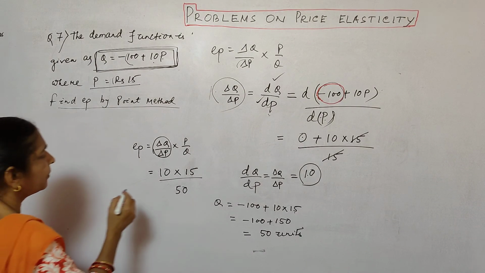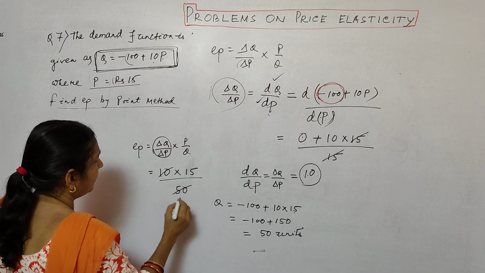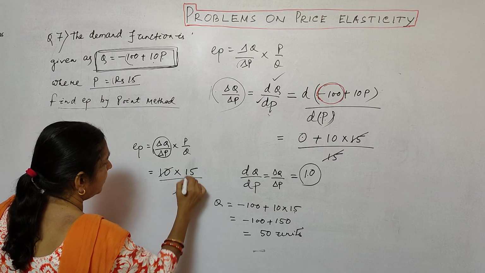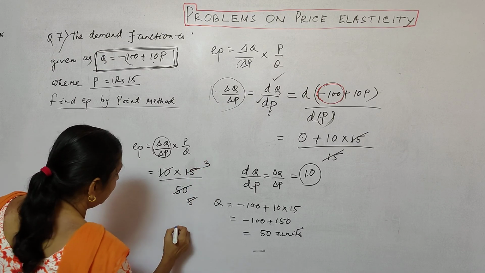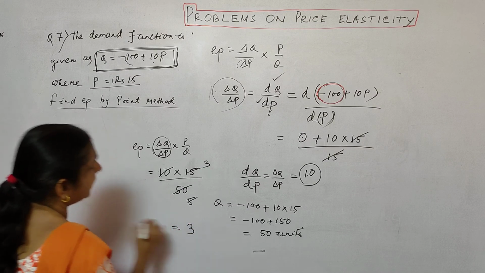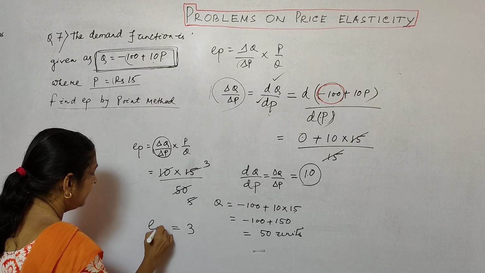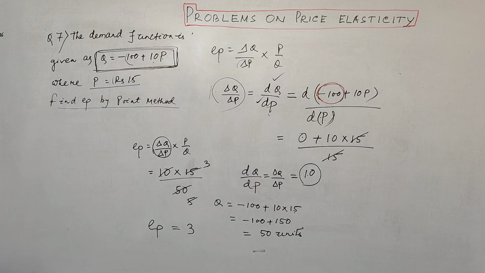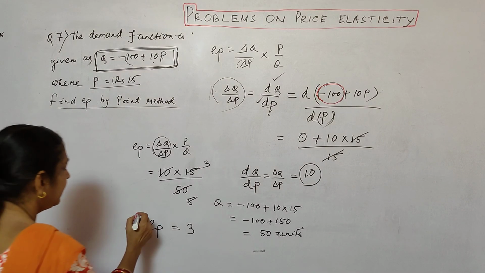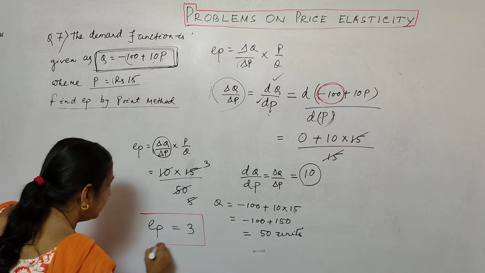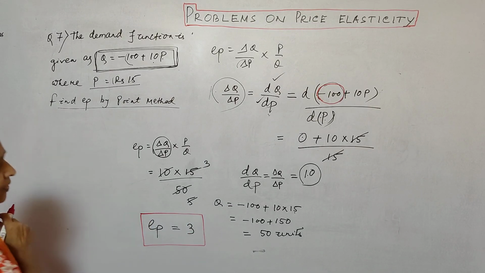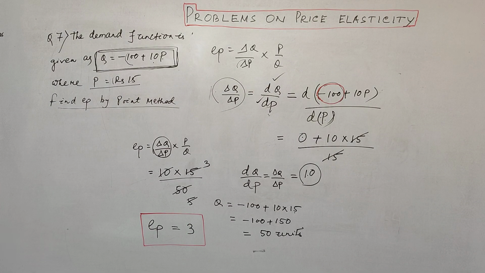So it comes to equal to 3. So what is the value of EP here? EP equal to, in this case, EP is 3. So friends, you see how we have calculated the value of EP in this question.